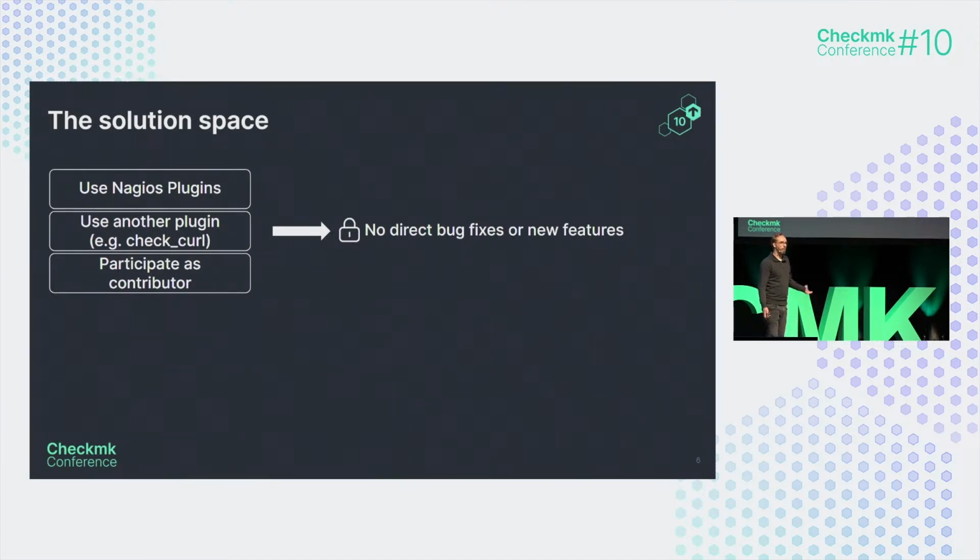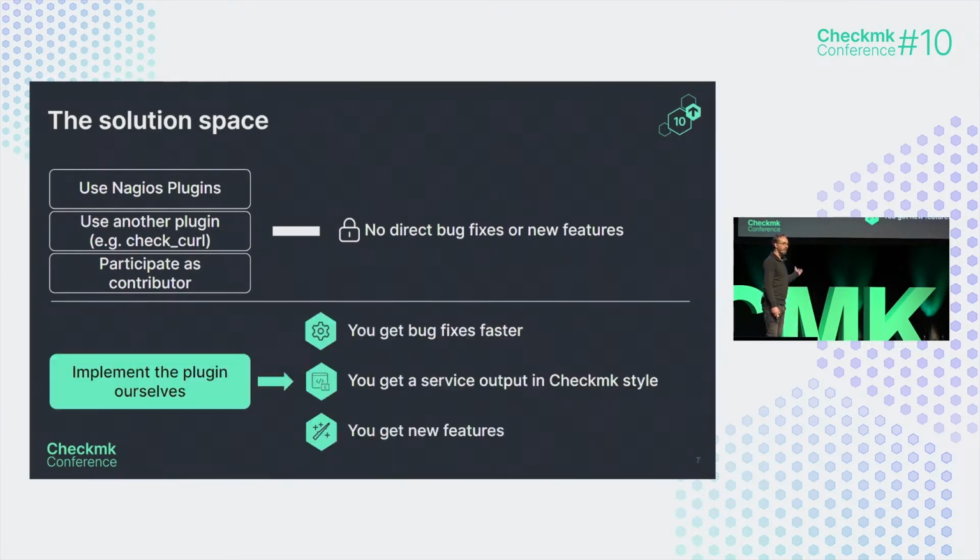So we chose a fourth option by implementing the plugin ourselves. This allowed us to own the code and use a programming language we are already familiar with. We're finally able to provide the outputs in our Checkmk style, using part results and avoiding redundant information. And finally, we are able to add new features much more easily and as needed. It allowed us, for example, to implement all the new features, 6 of which I will show you now.